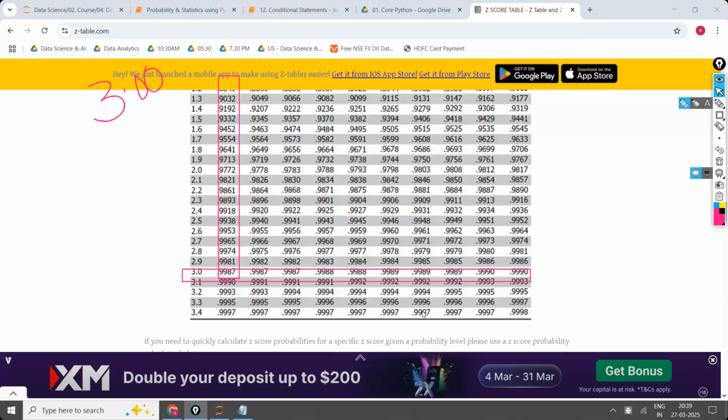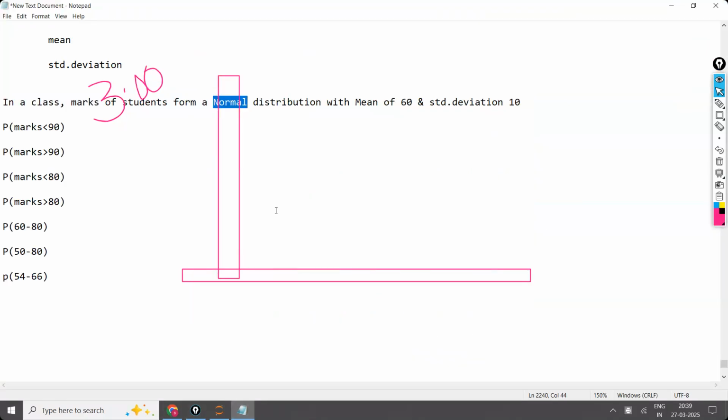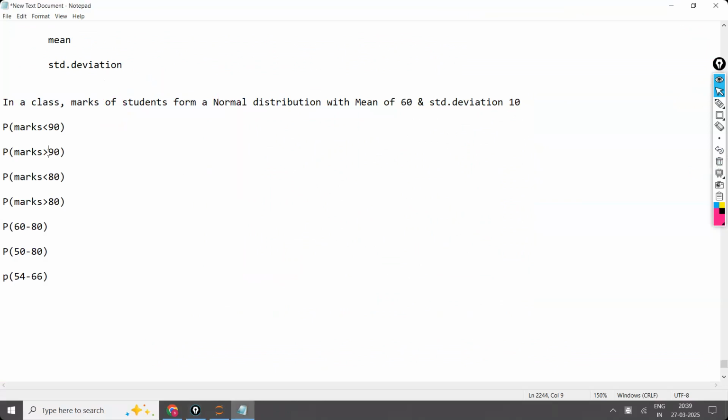Now, question 2. Let's go to question number 2. What is here? The symbol is greater than. Whenever you have the greater than symbol, it is equal to 1 minus the probability of marks less than 90. Sir, why do we have to do 1 minus? Can't we directly calculate greater than?